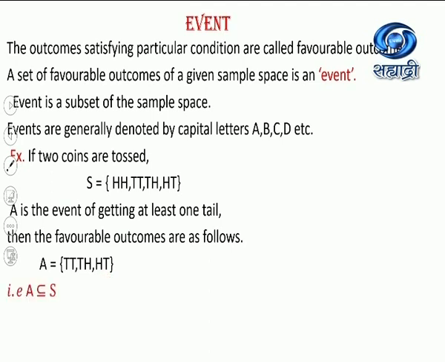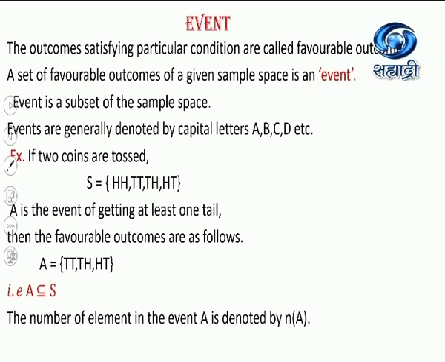So A is a subset of S. Why can we say that A is a subset of S? Because all the elements of event A are present in the sample space S. Therefore, A is a subset of S. Now let us write the number of elements in the event A, which is denoted by n(A). So here, how many elements are there? There are 3 elements. Therefore, n(A) is equal to 3.